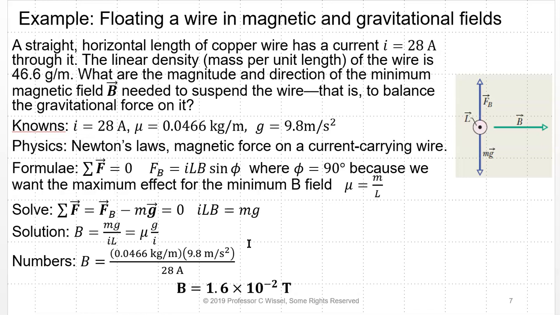At this point, we're ready to put our numbers in. So we wind up with 0.0466 kilograms per meter for mu. Our old friend g is 9.8 meters per second squared, and we have a current of 28 amps. The magnetic field required would be 1.6 times 10 to the minus 2 Tesla. By contrast, the Earth's magnetic field is about 5 times 10 to the minus 5 Tesla. So you couldn't use the Earth's magnetic field to do this. You need a much stronger magnetic field than that.